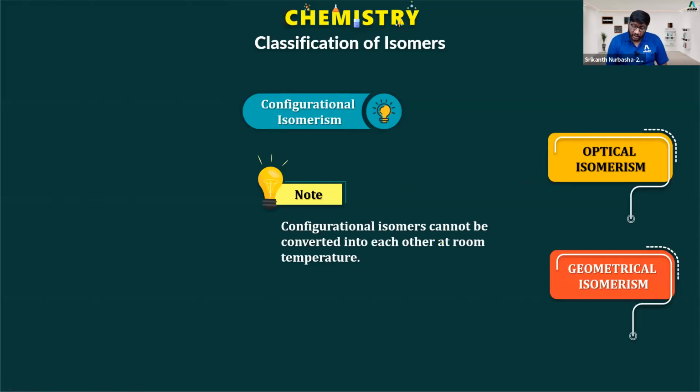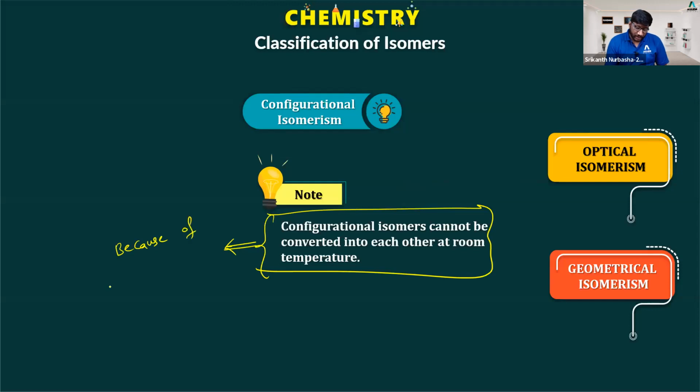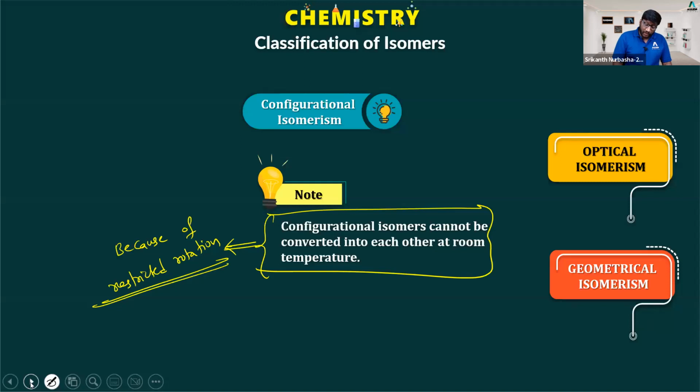Configurational isomers cannot be converted into each other at room temperature. This is the point, because of restricted rotation. There is a possibility of restricted rotation in the case of geometrical isomers, so one isomer and the other cannot be converted. In the case of optical isomers, there is chirality. Because of the presence of chirality, the conversion of one isomer into the other is not possible. So we have two types, geometrical and optical. We'll discuss one by one now.